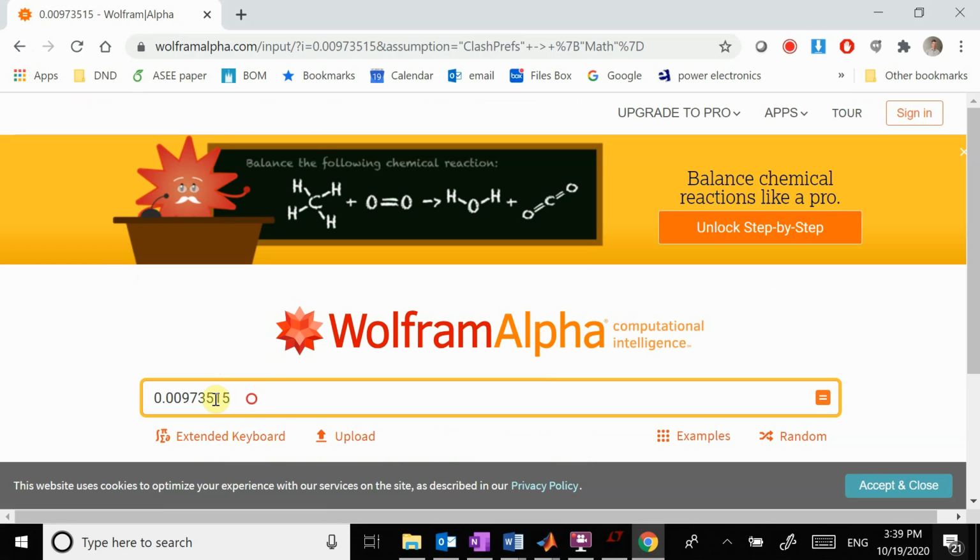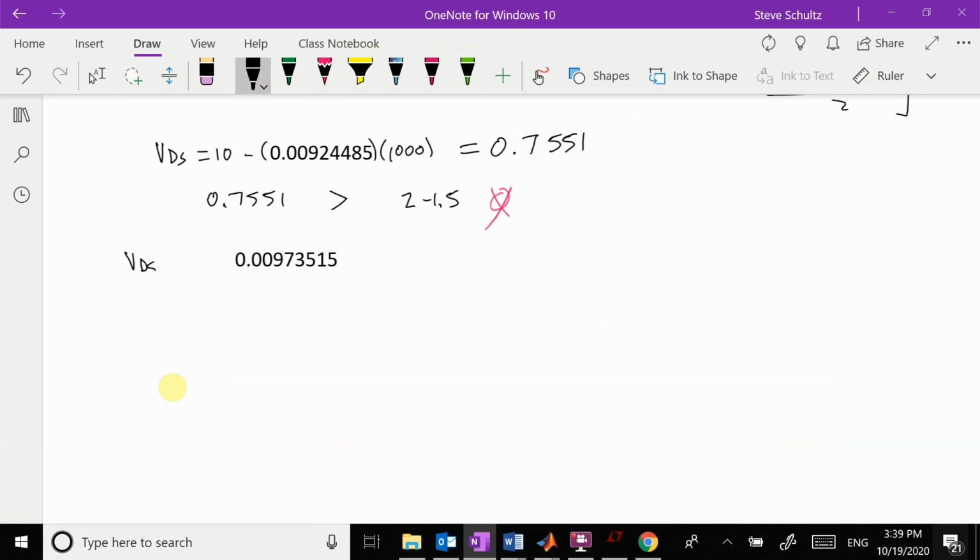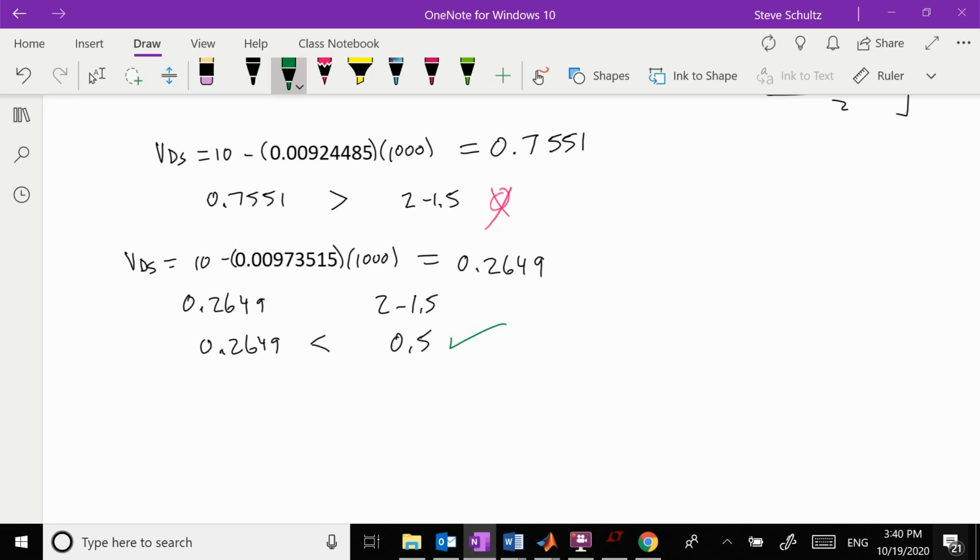So in this case, I have this number. So now we have VDS. VDS is equal to 10 minus this times 1,000, which is equal to 0.2649. So we have 0.2649, and then we have our 2 minus 1.5, so 0.2649 compared to 0.5. And this is definitely smaller than that. So check, we did it, and that is our answer.